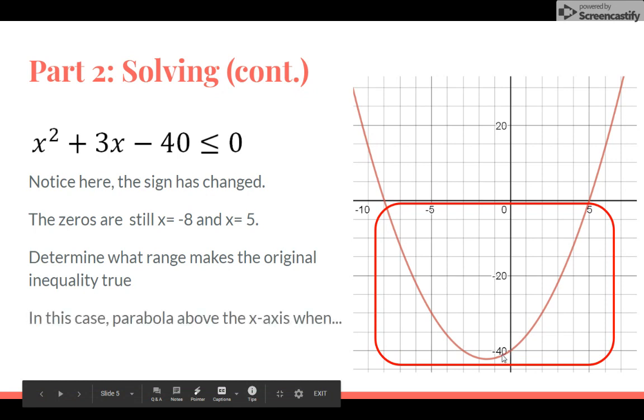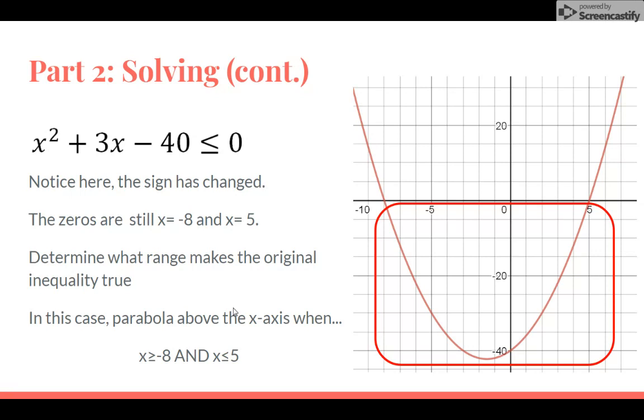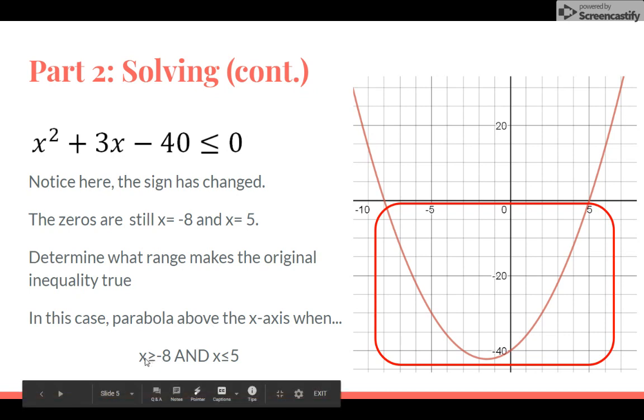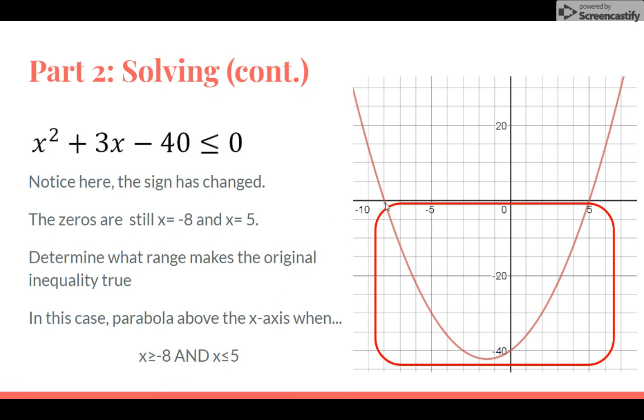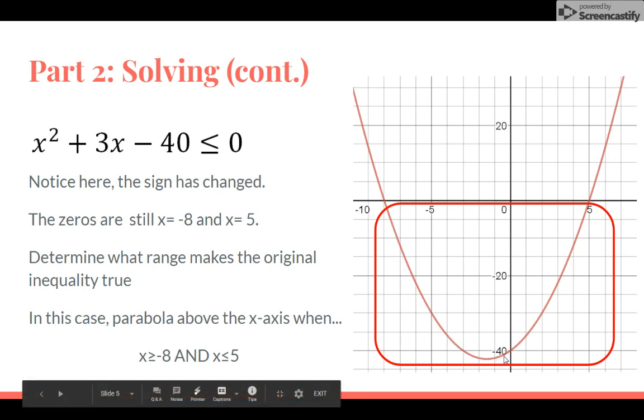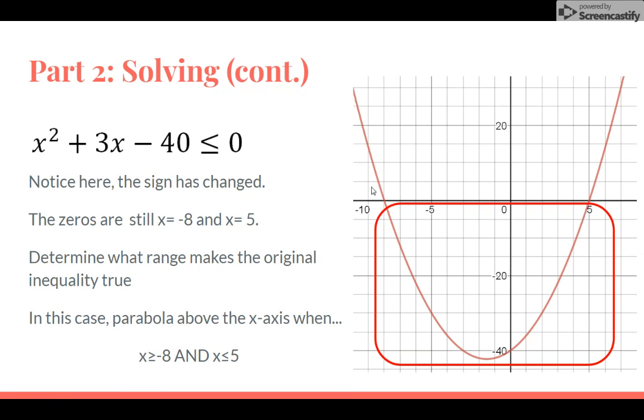So in this case, the parabola is below the x-axis when x is greater than or equal to -8 and x is less than or equal to 5. Oh no, I read that wrong, oh my gosh. I chose the and because we've got to make sure that we make both things true in this case, right? So when you're looking at the area between the two zeros, that's an and situation. But if you're looking at the area on the outside of the two zeros, that's an or situation.